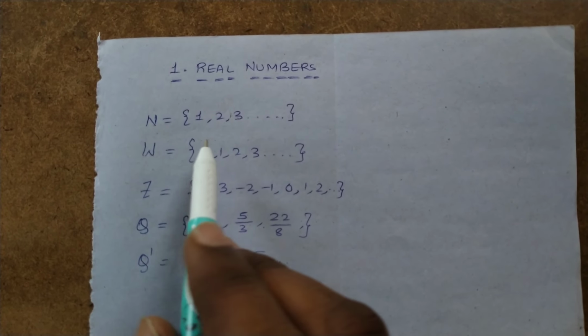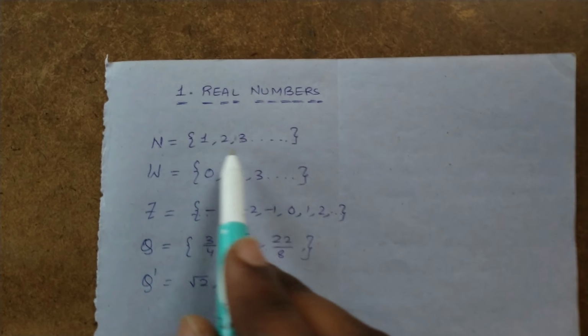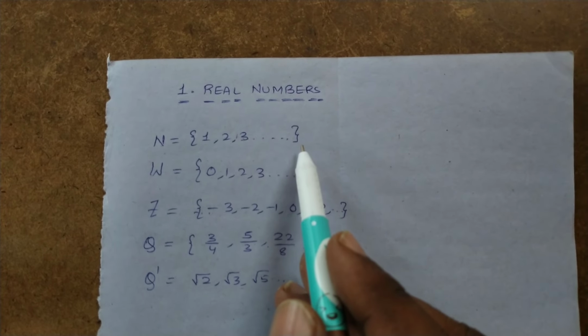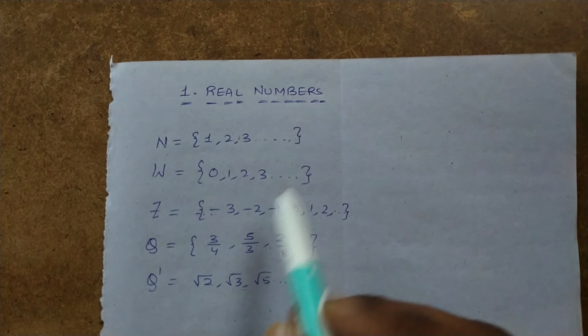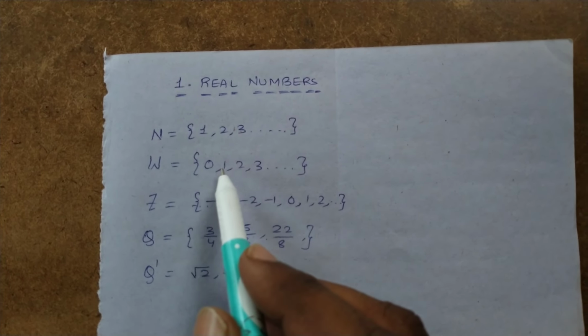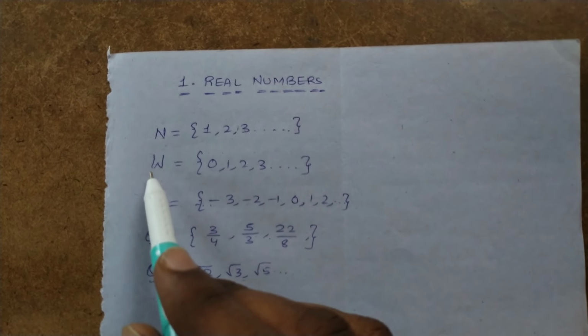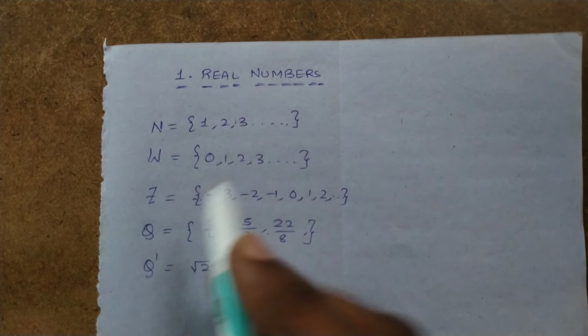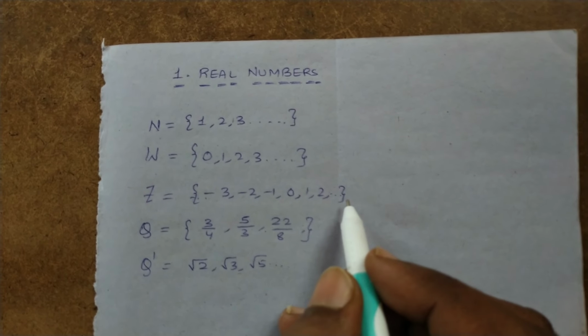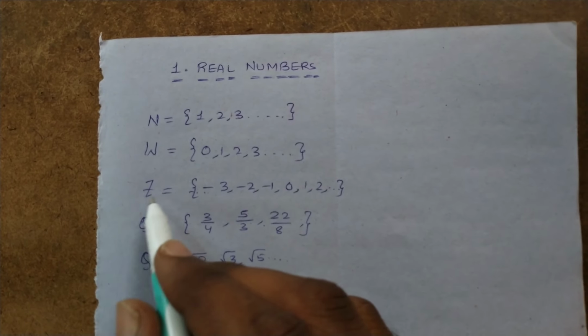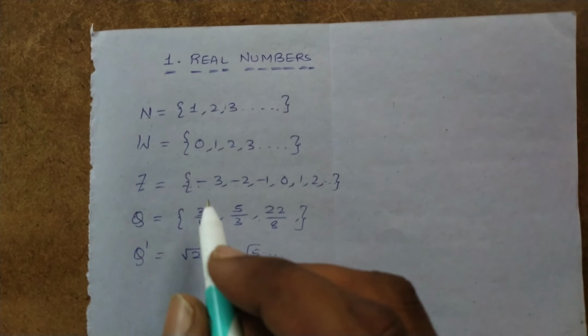Already you know natural numbers start from 1 and go up to infinity, right? And we denote them by capital N. These are called natural numbers. If 0 is included in the natural numbers, then those numbers are called whole numbers.